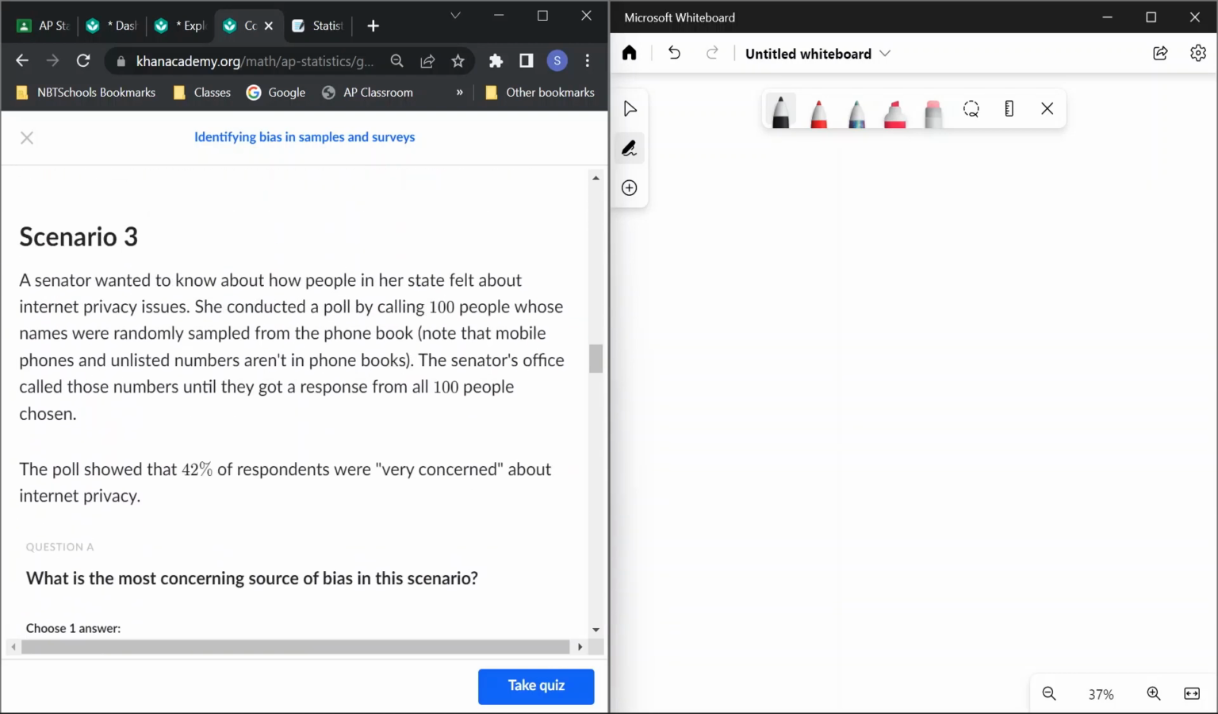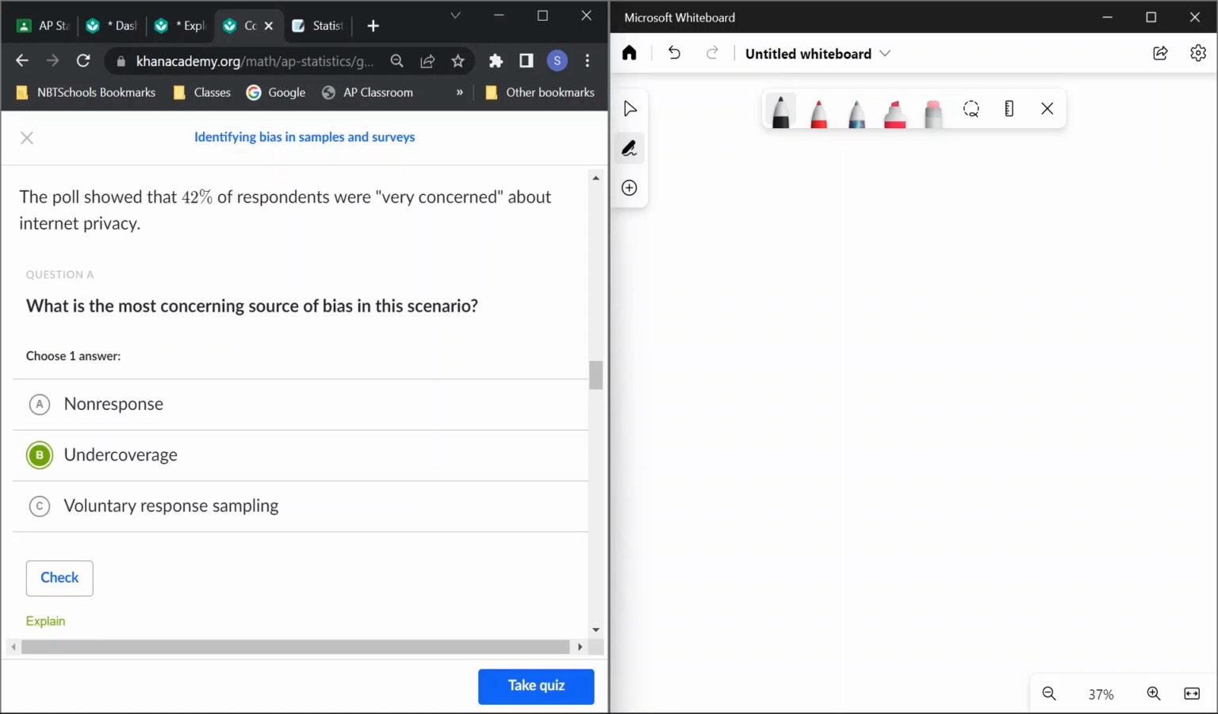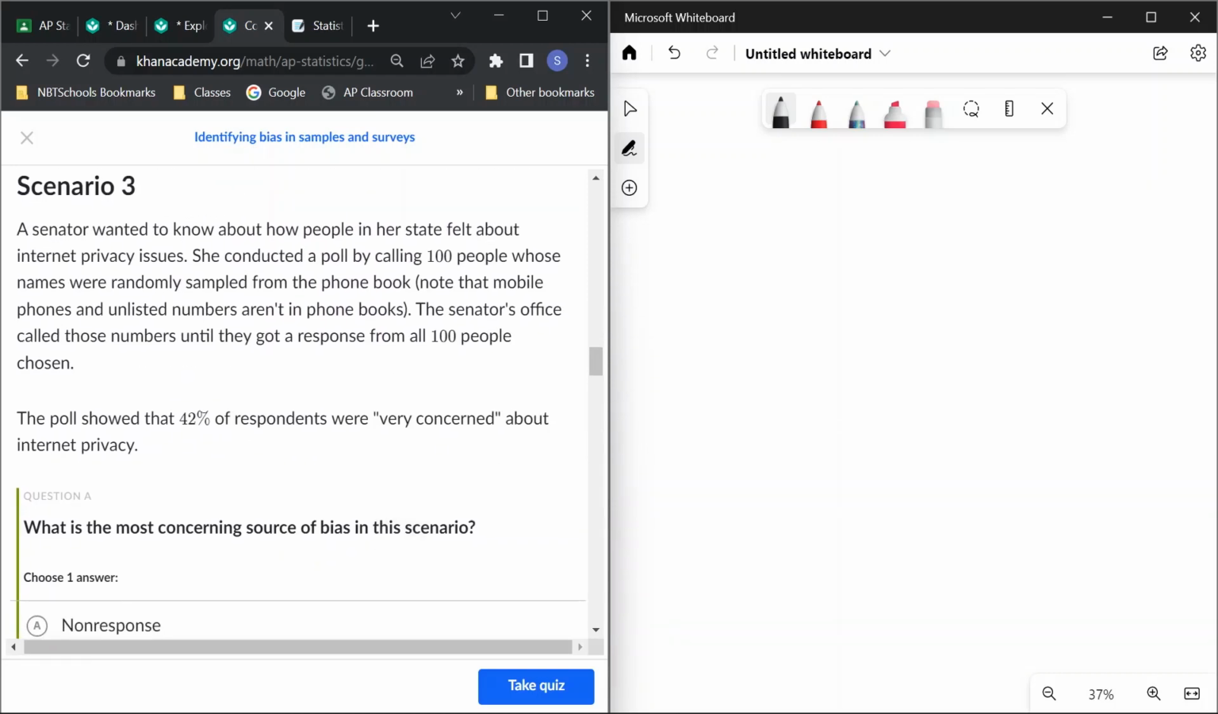A senator wanted to know how people in her state felt about internet privacy issues. She conducted a poll by calling 100 people whose names were randomly sampled from the phone book. Note that mobile phones and unlisted numbers aren't in phone books. So this is under coverage, because it's not getting everybody. It's not getting people who have mobile phones and not getting people who don't have listed phone numbers.